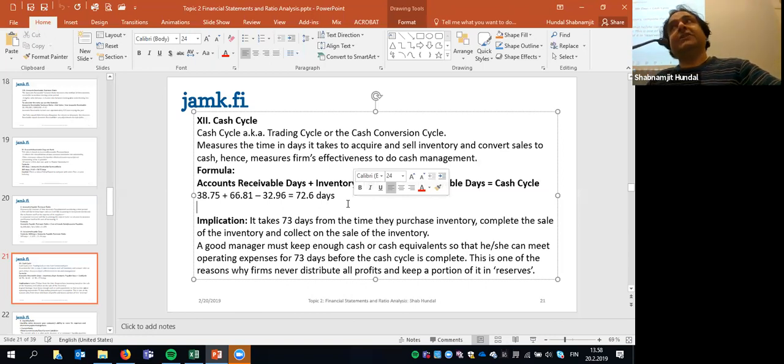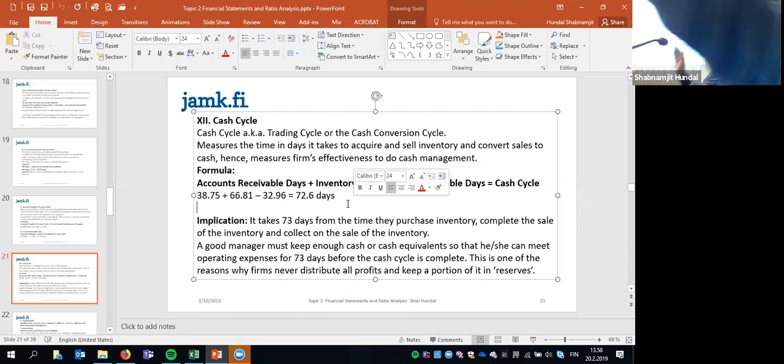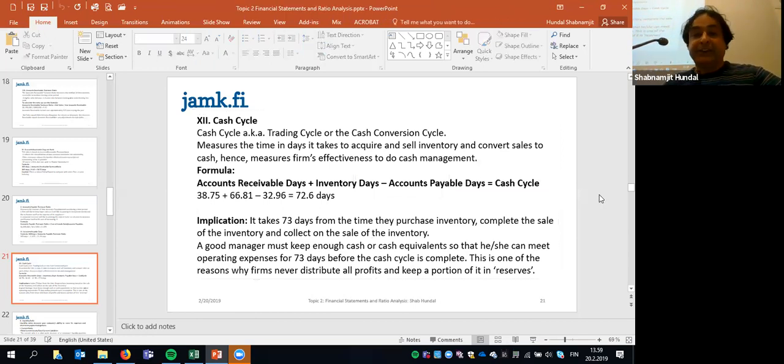so that your money is not stuck and you take fewer loans. Because, for example, 73 days of operations is a big number of days, so you might have to take credit from the bank, and the bank charges interest. It's not free. So given the choice, you would like to have as short a cash cycle as possible, and that's only possible if your accounts receivable days are fewer, meaning your customers pay you fast.